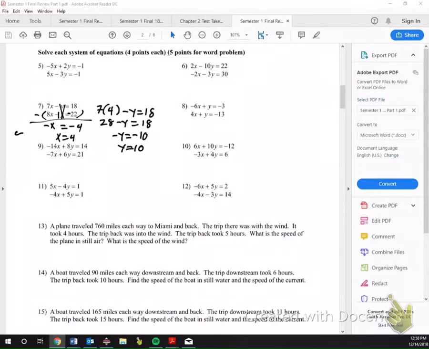Number 7, same thing. Notice what I did here was I subtracted them. And that way, it changes the sign of everything inside of it. So we end up with x equals 4. Plug the 4 back in. Y equals 10. Number 8, again, I'm going to subtract the bottom one from the top one. That's going to allow me to eliminate y. I get x equals negative 1.